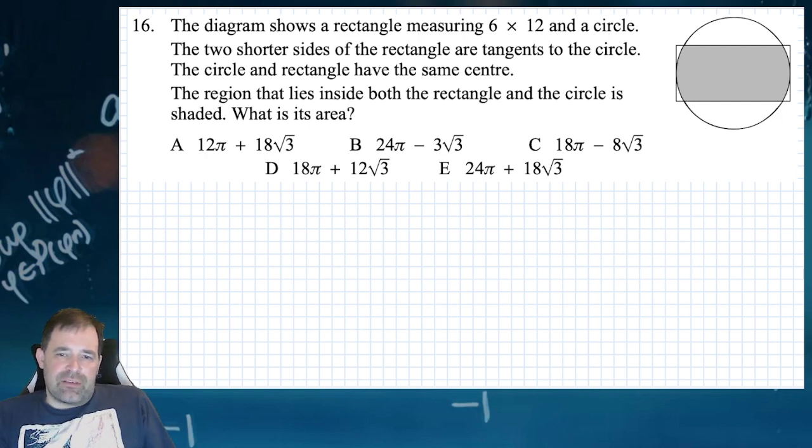The diagram shows a rectangle measuring 6 by 12 and a circle. The 2 short sides of the rectangle are tangents to the circle. The circle and the rectangle have the same centre. So we'll do it in blue. The region that lies inside both the rectangle and circle is shaded. What is its area?